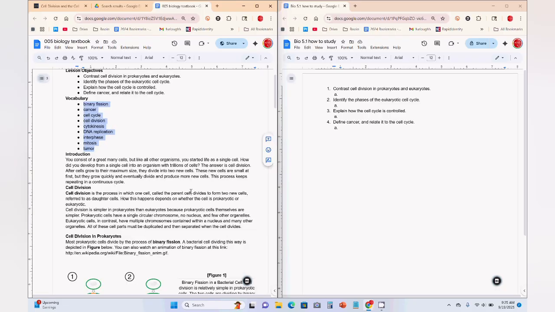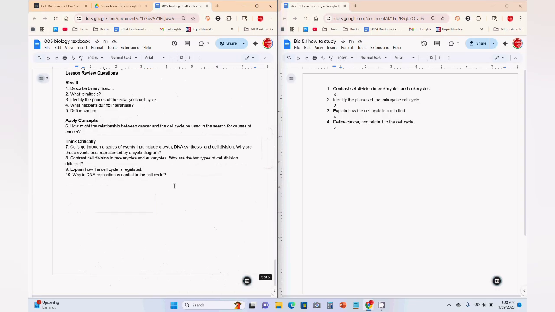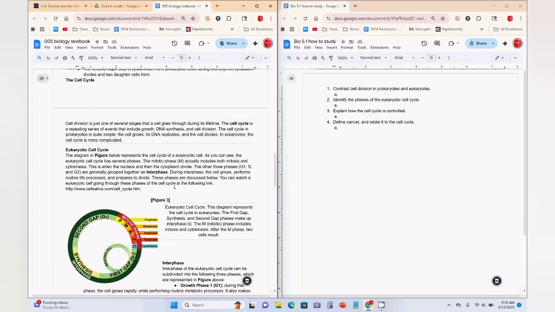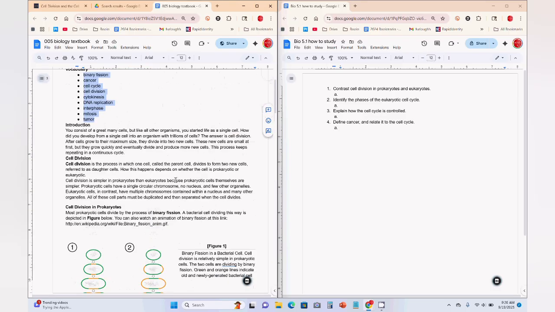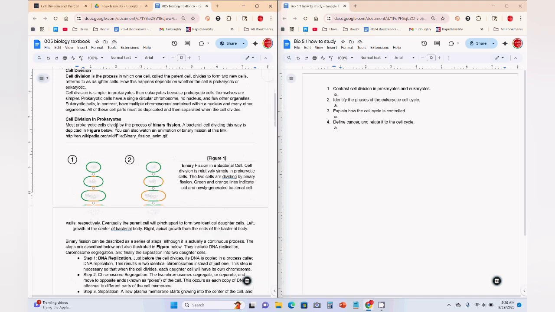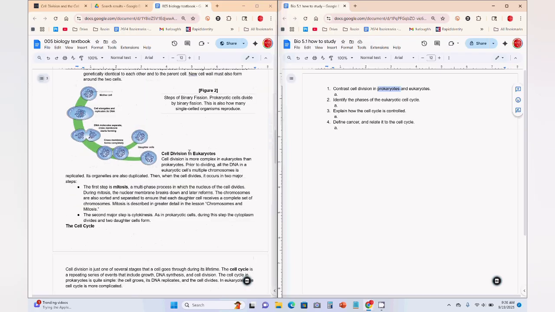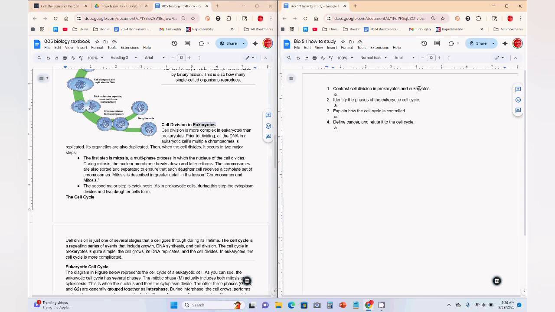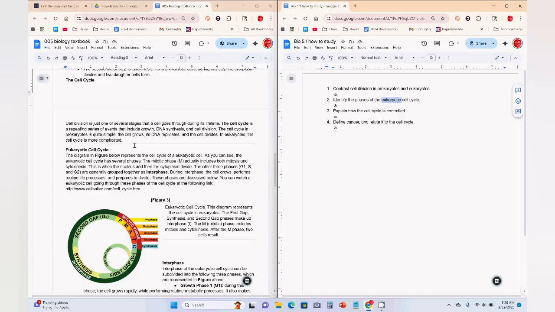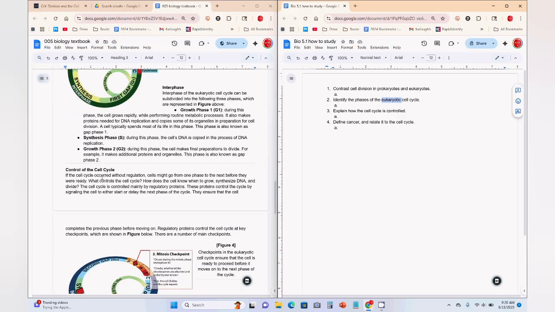All right. Now, I am going to skip to the end here. Let's see here. So, well, this is a short thing. So here we have cell division and cell division in prokaryotes. That's going to go with that, right? And then we have cell cycle or cell division in eukaryotes. So that's going to go with number 1. We have the cell cycle. So that's probably going to go with number 2. The eukaryotic cell cycle, that's going to be part of number 2. Control of the cell cycle. So as soon as we see that, we know we're talking about number 3.